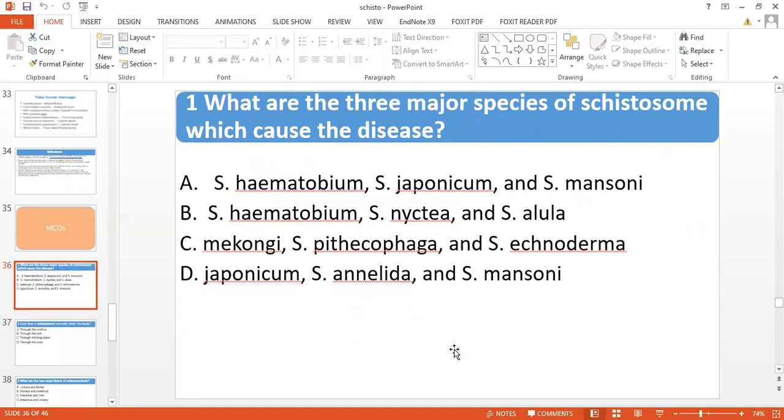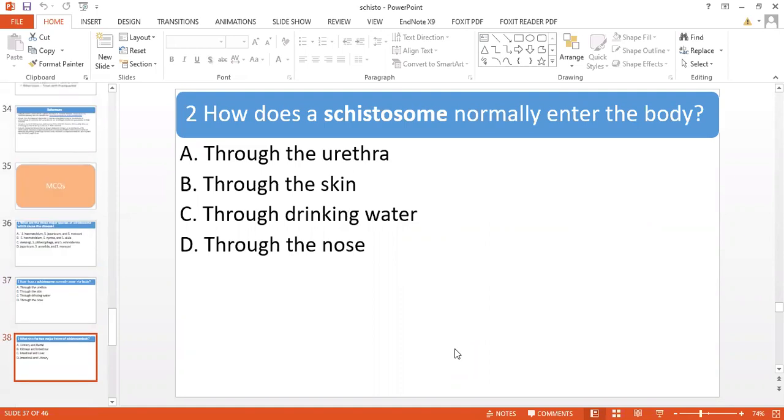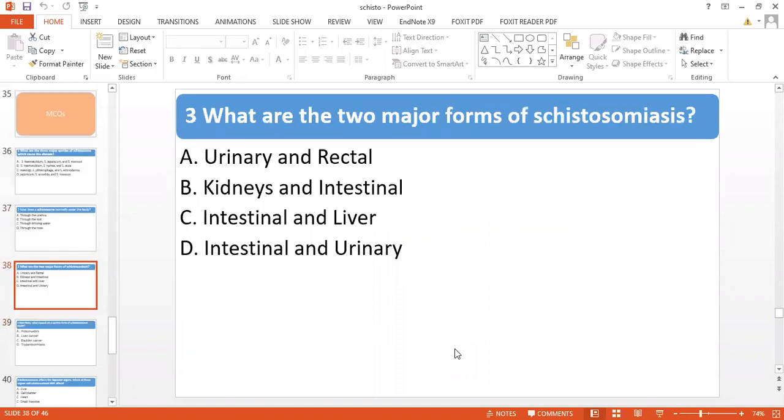The three major species of schistosomiasis which cause the disease are? A. That's the correct answer. How does a schistosome normally enter the body? B. That's the answer, through the skin. What are the two major forms of schistosomiasis? D. It's intestinal and urinary.